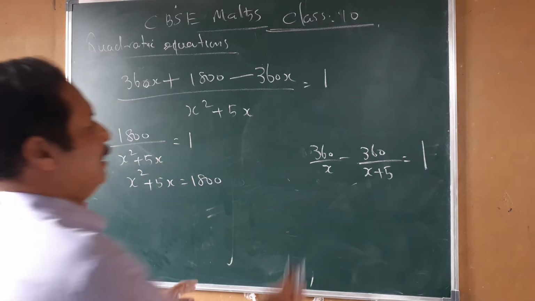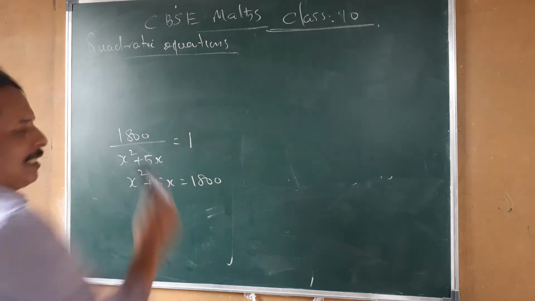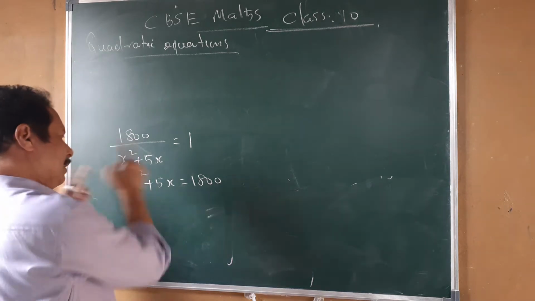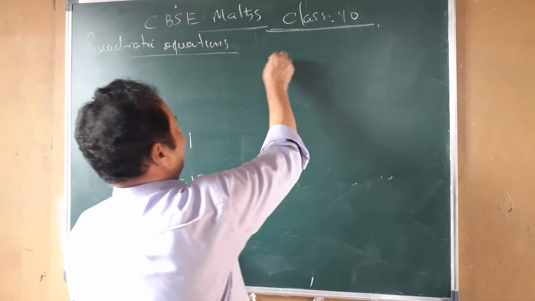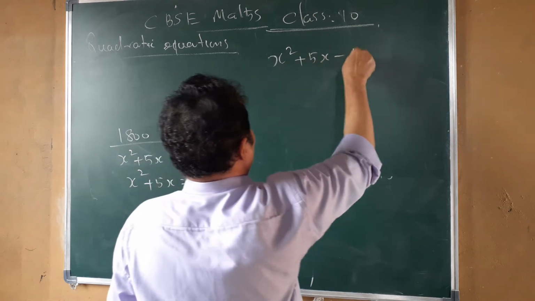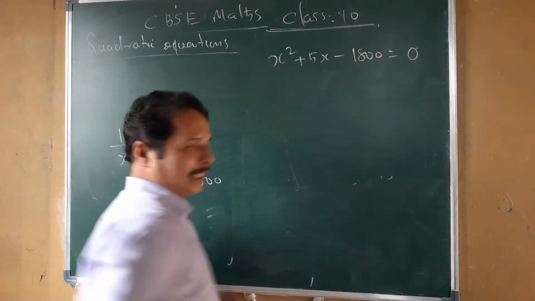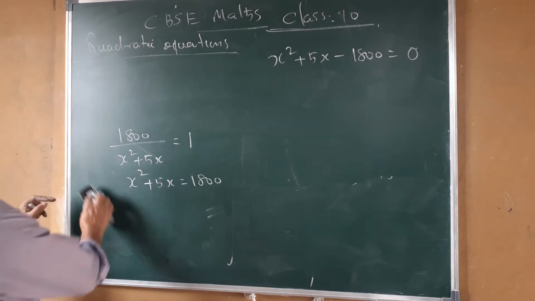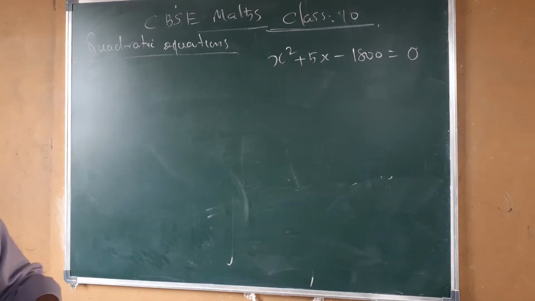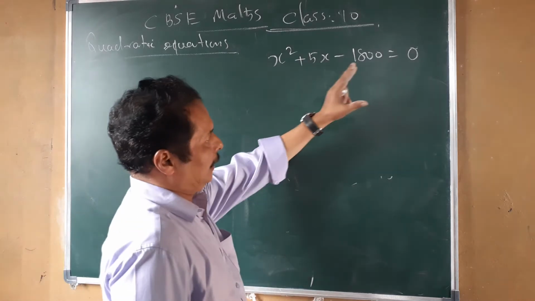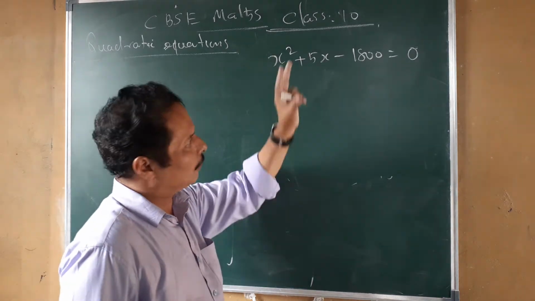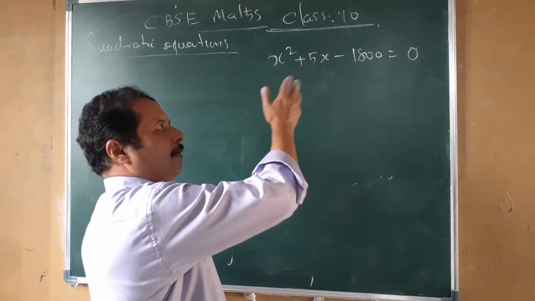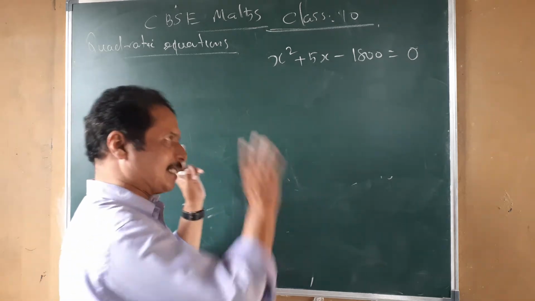Is it clear, the equation? If 1800 is transferred to the left side, x square plus 5x minus 1800 is equal to 0. You get that? Now it is a quadratic equation. Are you ready to complete the next part of the problem? So by using the quadratic formula, you complete it. You get an exact answer.